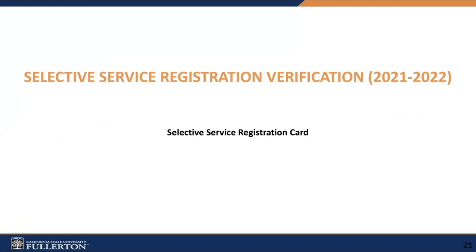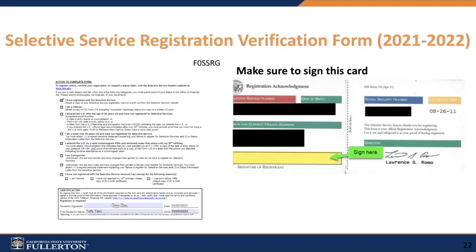In this next section, we will be going over the Selective Service Registration Verification form. Here on the left, you're able to see the Selective Service Registration Verification form, and on the right side, you're able to see the Selective Service Registration card. If you have registered with Selective Service, please submit the form and attach a copy of your Selective Service Registration card or a printout from the Selective Service website. If you choose to submit a copy of your registration card, please be sure to sign it.